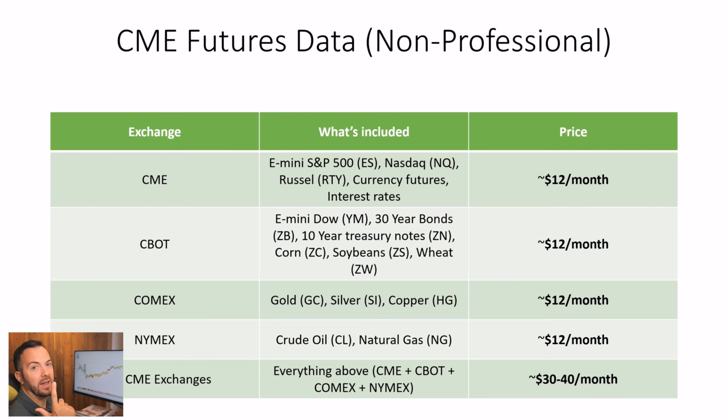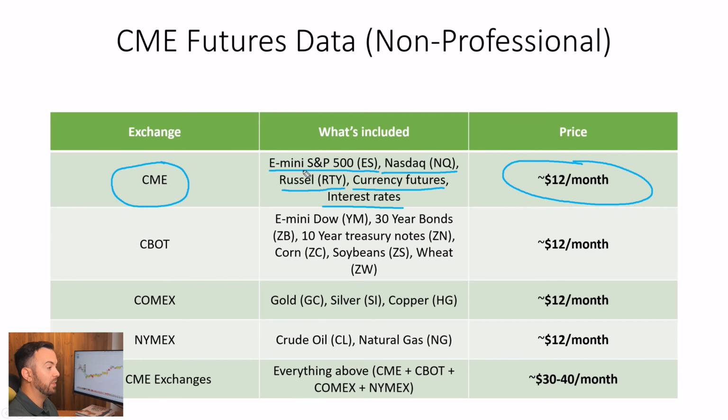You need a platform and you need data. So let's talk about the data. For intraday trading with order flow, you already need precise data, and you'll want the CME data. There are a couple of exchanges, and you can pick one based on what you want to trade. There's the CME exchange, where you'll get data for the ES, which is futures for the Standard & Poor's 500 Index, for Nasdaq, for Russell, currency futures, and interest rates. The cost is roughly $12 per month.